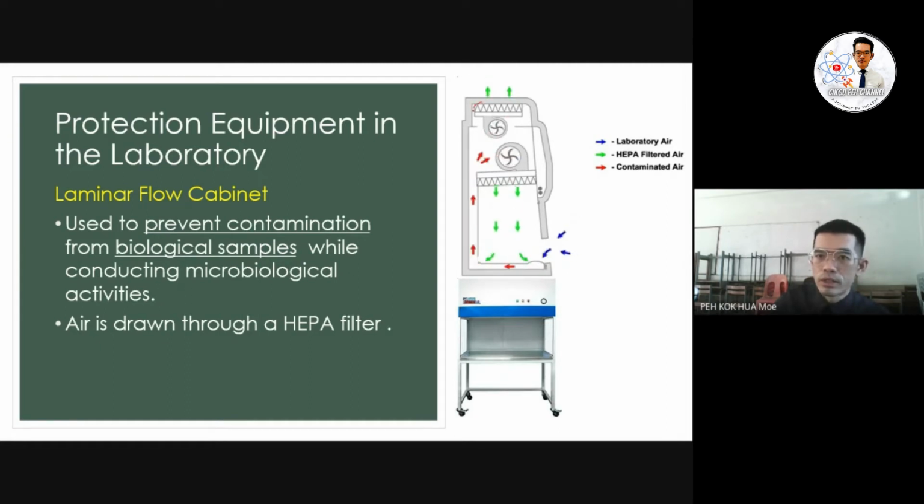You can see here we have the HEPA filter at the upper part and also the lower part. Here is the lower part. The contaminated air will flow into the HEPA filter. Here is the HEPA filter. Then the air will be filtered, and the clean and safe air will flow out as the green color flowing. You can see it in the figure here. So this is the first, the laminar flow cabinet, and its function.